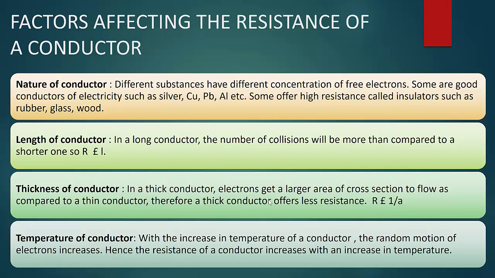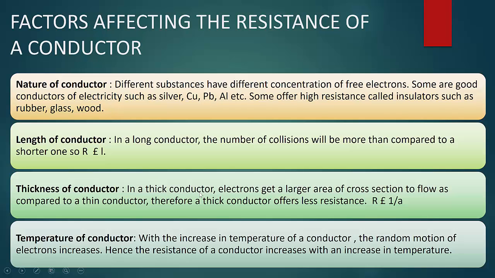Factors affecting the resistance of a conductor. There are four factors which affect the resistance of a conductor, mainly the nature of the conductor. Different substances have different concentrations of free electrons. Some are good conductors such as silver, copper, lead, aluminum. Some offer high resistance and are called insulators such as rubber, glass, wood. Then the length of the conductor. In a long conductor, the collisions will be more. So if the length is more, resistance will be more. It is directly proportional.